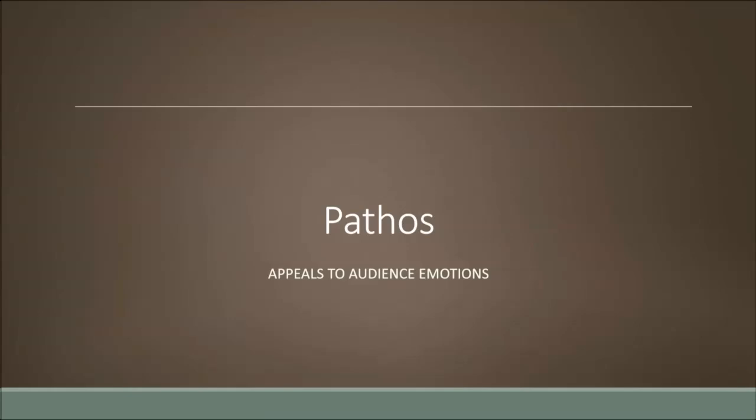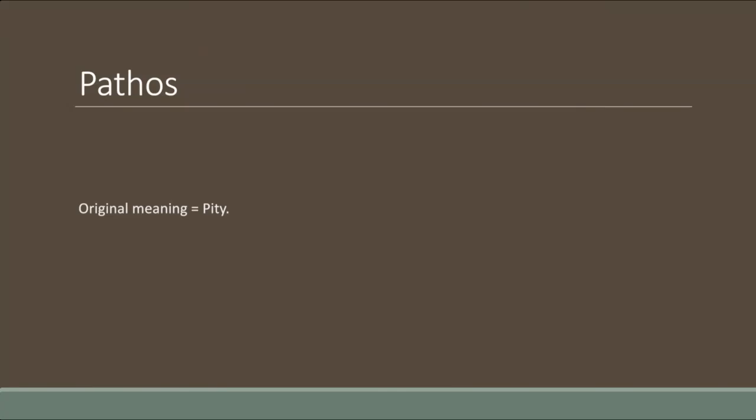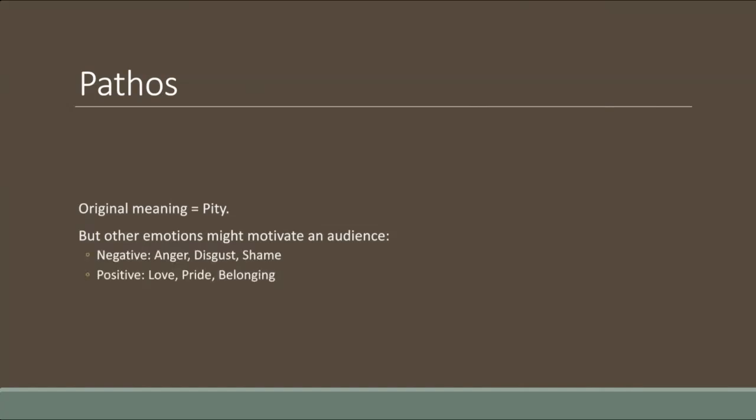Pathos, of course, appeal to emotions. Its original meaning was just pity, but other emotions, if you can think about it, can also motivate an audience. You can have negative emotions like anger, disgust, and shame, positive ones like love and pride and belonging. And all of that emotional stuff is useful. You should have it definitely in your paper. You should have a mix. If you want to have good ethos, you should have a mix of all of these different appeals.